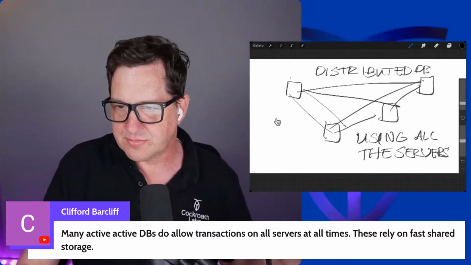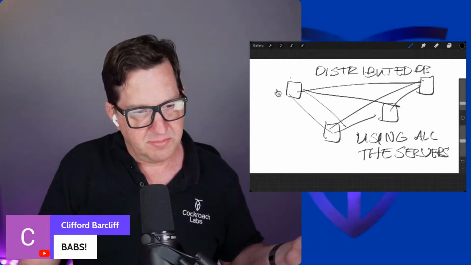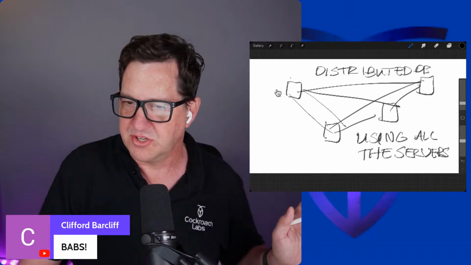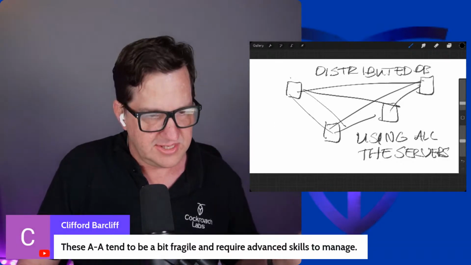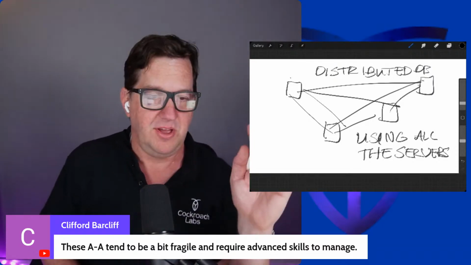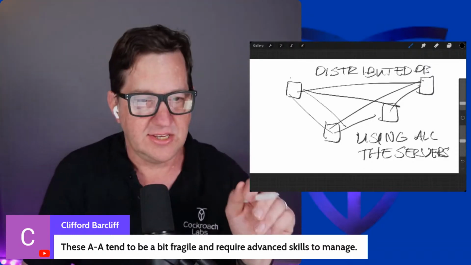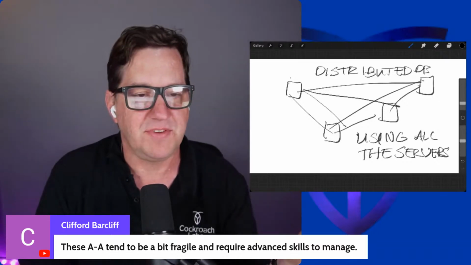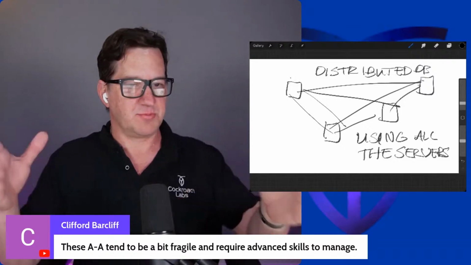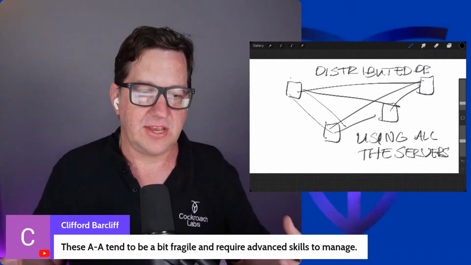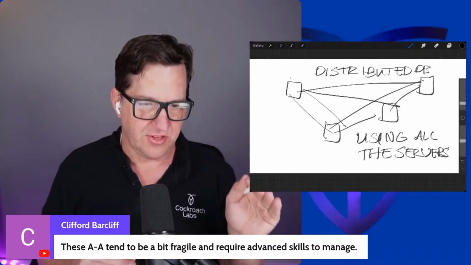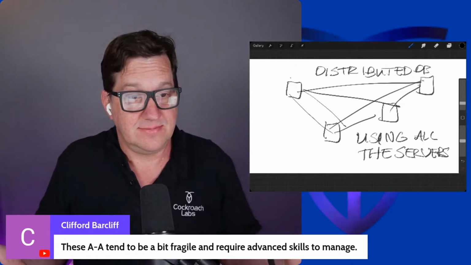So this is BABS, but I don't know what that acronym is. Well, I assume that's what you're talking about. "These active tend to be a bit fragile and require advanced skills to manage." And I'll bet you what you're using is sort of a premium feature. Not every outfit is probably using that add-on or that characteristic feature. So you run into who has the knowledge on that tool, who has the knowledge on that add-on feature. I don't know.